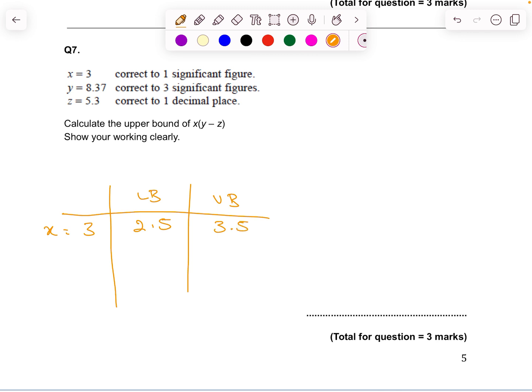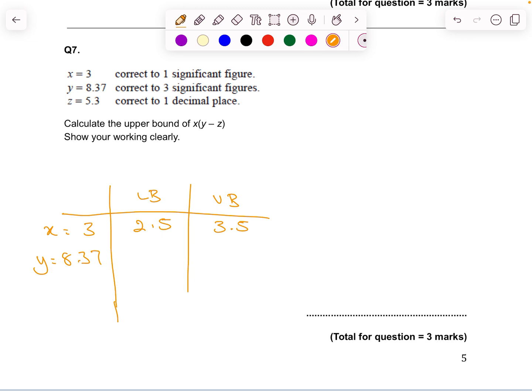Then this one, Y is 8.37. And also, remember I said to you that your upper and lower bounds are always 1 more accurate than your original number. So if your original number is to 1 decimal place, your upper and lower bounds are going to be to 2 decimal places. If your original number is to 2 decimal places, your upper and lower bound are going to be to 3 decimal places, and so on. So it's always 1 more accurate.